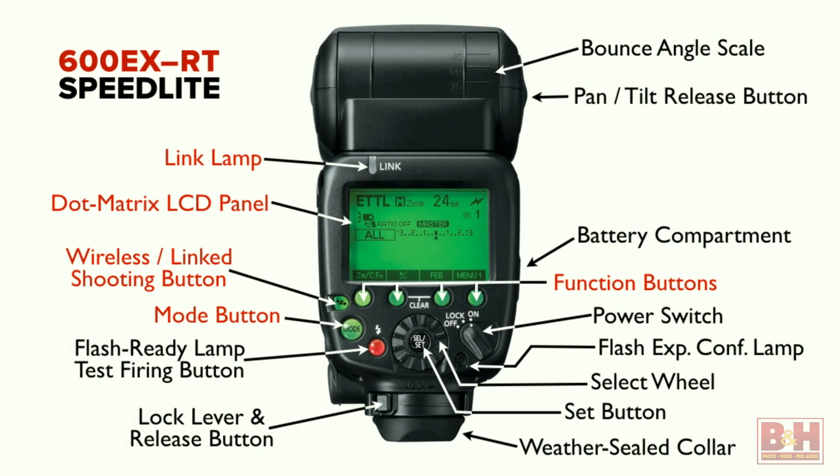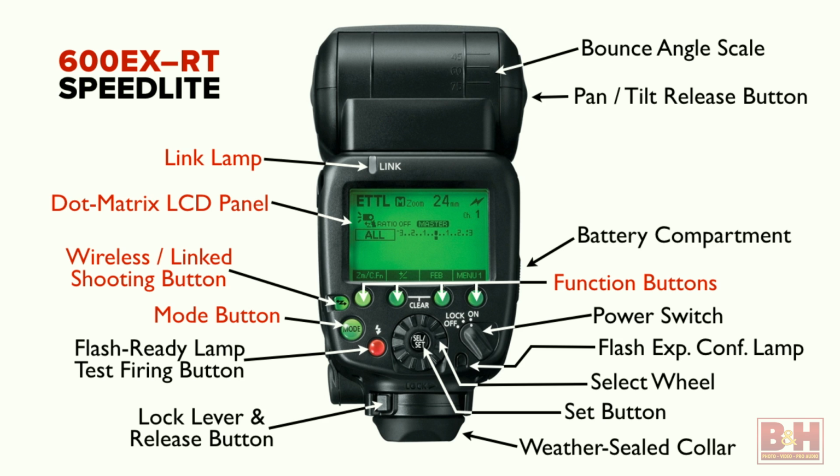So one of the things that's interesting about the 600 compared to previous generations of Speedlites is that the function buttons, those 4 buttons below the screen, change purpose. And we're going to go deep into that in a few slides. There's also the link light. And the link light tells us the status of the radio communication between several devices.